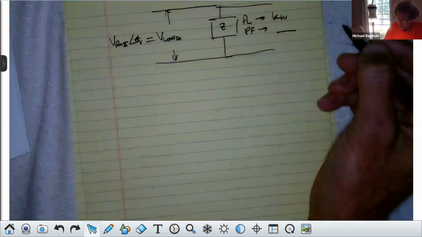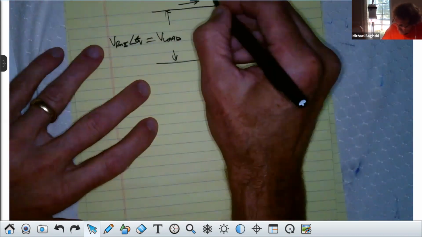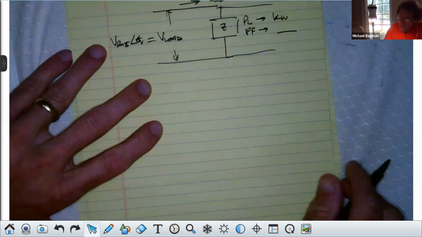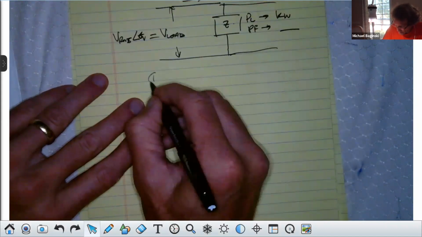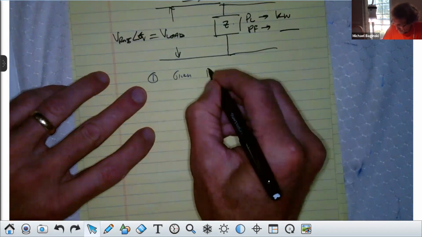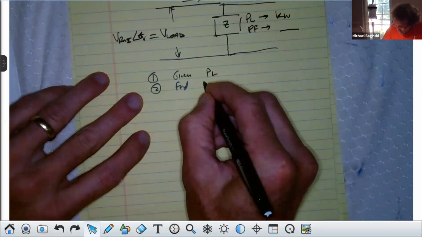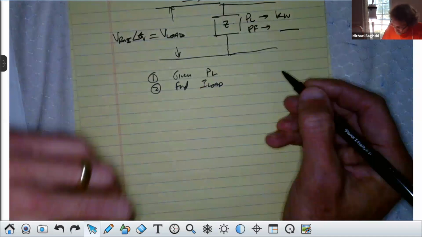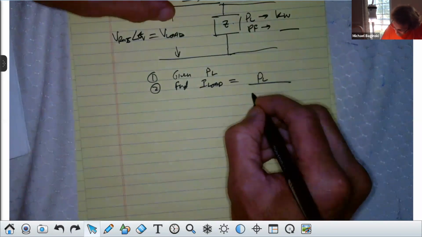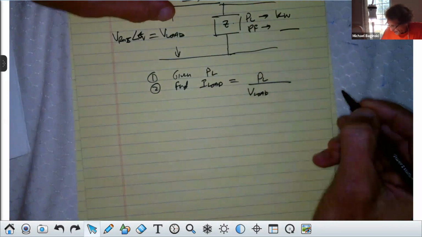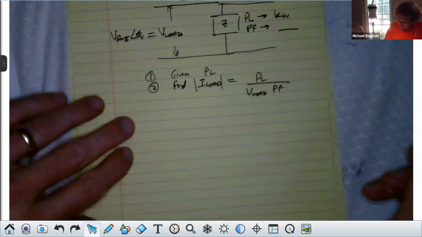And we know from this information, we can always get the current in the line or load, whatever you want to call it. So I'm going to take you through this so everybody sees this. For beginning, let's assume that we're given P load. The next thing we can do is find I load. And we do that in terms of the magnitude by saying it's P load divided by V on the load, that's the load voltage, times the power factor. Now that gives you the magnitude of I load.